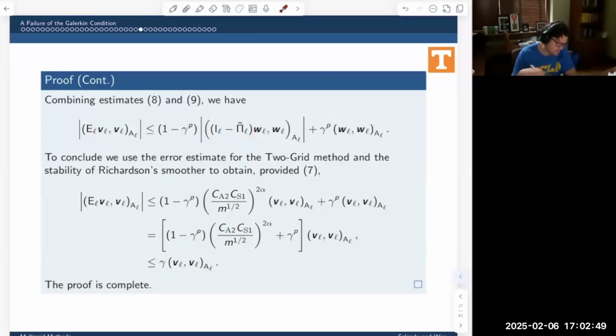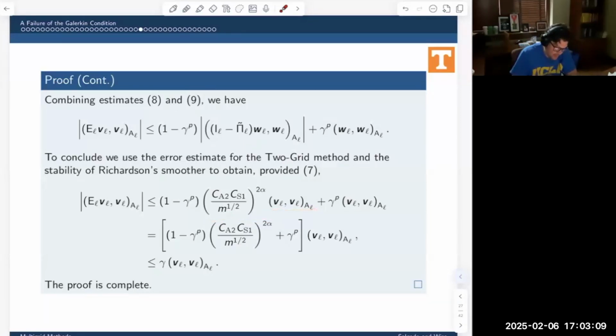matrix. The reason I'm converting from WL to VL here is that I've made this transformation from this object to the 2-grid error transfer matrix, and then I use the convergence estimate for that. Very good. Now I get the same thing here.